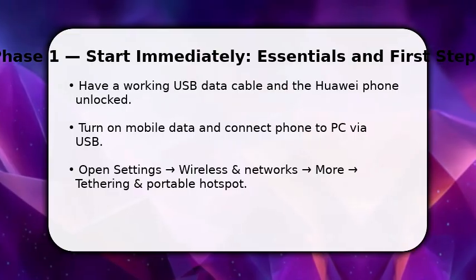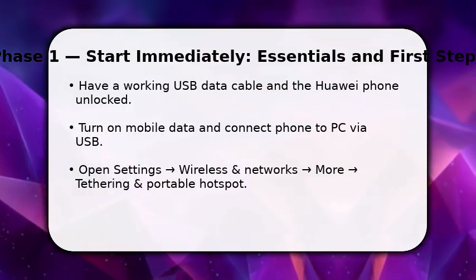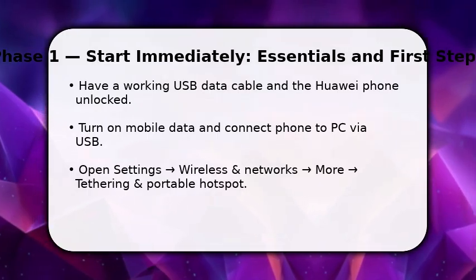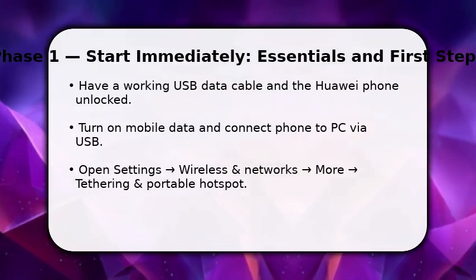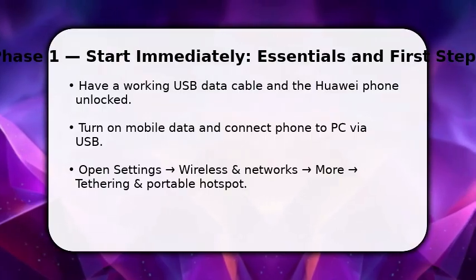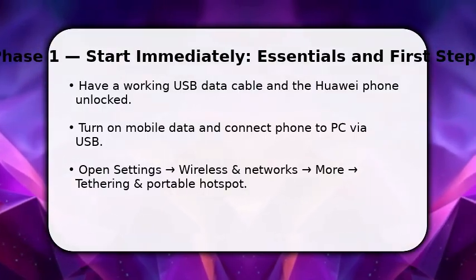Then open Settings, go to Wireless and Networks, tap More, and choose Tethering and Portable Hotspot. Make sure you're at that screen before moving on. It prepares the phone to share its cellular link with the computer.